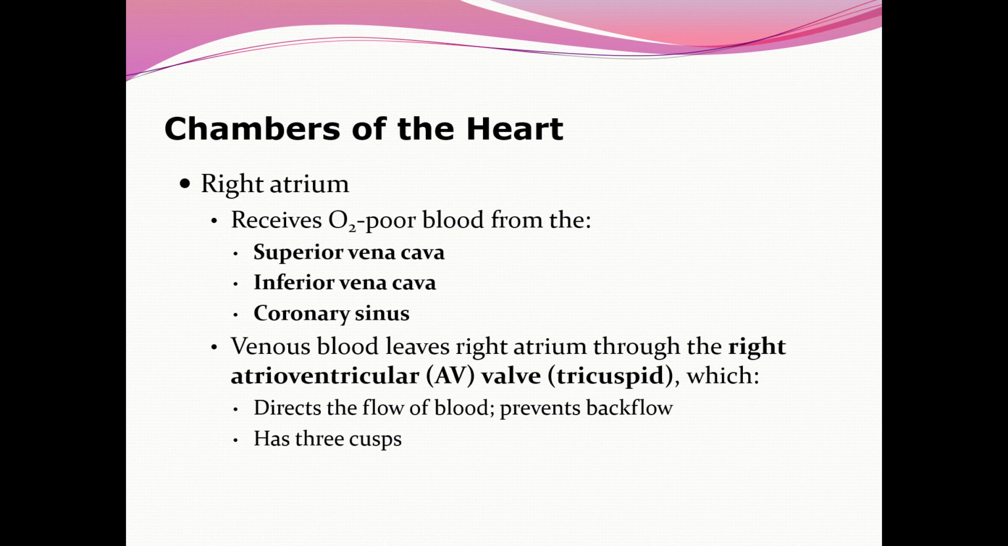The right atrium receives oxygen-poor blood from the superior vena cava, the inferior vena cava, and the coronary sinus. Venous blood leaves the right atrium through the right atrioventricular or AV valve. This is also known as the tricuspid valve. The tricuspid valve directs the flow of blood, preventing backflow, and it has 3 cusps, hence tricuspid, tri for 3.